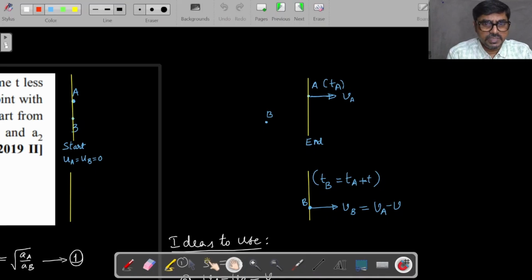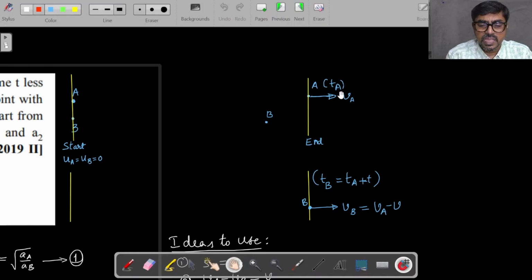So they will cover the same distance anyway, because in any race the distance covered would be the same, no? That need not be mentioned. So both of them, A and B, start from zero velocity, but they have different accelerations.